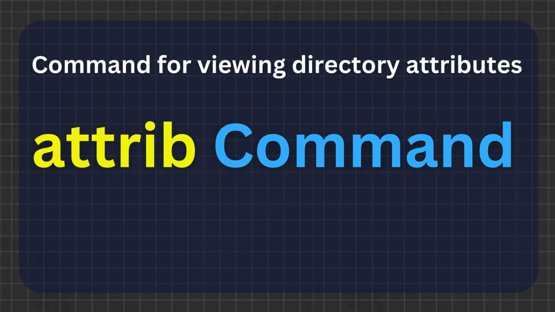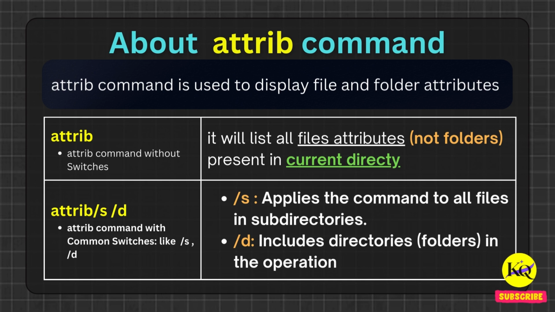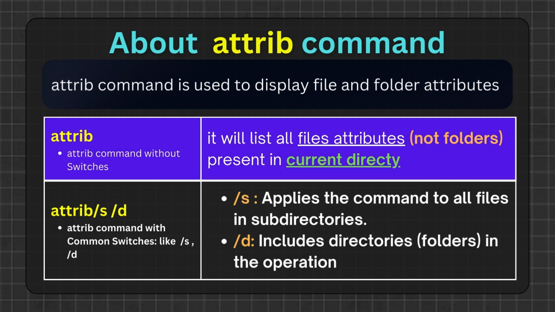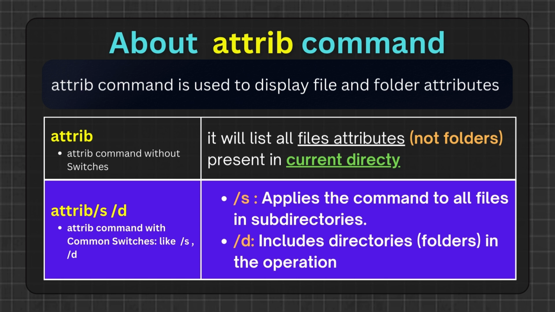To view or display the directory attributes, we have the attrib command. It can be used in two cases. In the first case, when we use attrib without switches, it will list out all the file attributes present in the current directory, but it won't display the subfolder attributes. In case you want to list out the file attributes present in any subfolder, then you have to use the attrib command along with switches like /s and /d. So without scratching our head further, let us directly jump to the CMD window and see it practically.